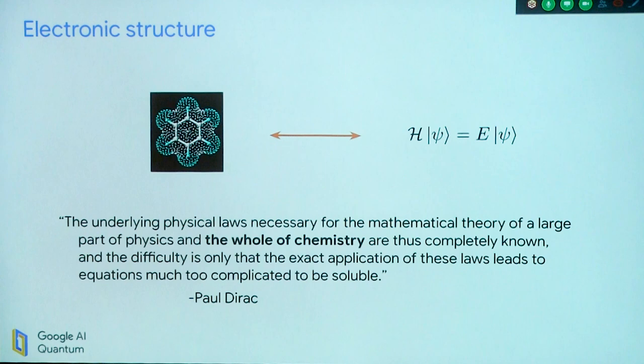And I use this famous quote by Dirac a little bit flippantly, where I'll go into the details in a second, which says, the underlying physical laws necessary for the mathematical theory of a large part of physics and the whole of chemistry are thus completely known. The difficulty is only that the exact application of these laws leads to equations much too complicated to be soluble.